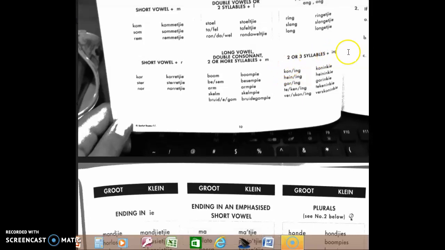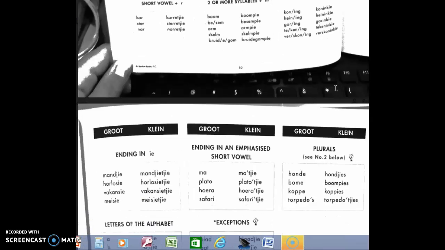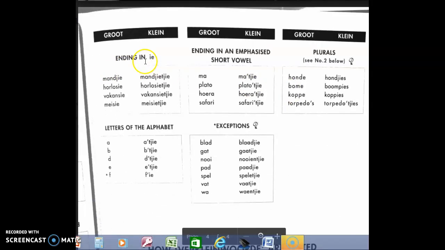2 or 3 syllables plus the ng. Koning. Add a kie with a K. K-I-E. Koningkie. Heining, heiningkie met 'n k. Garing, garingkie met 'n k. Tekening, tekenkie met 'n k. Verskoning, verskoningkie met 'n k.